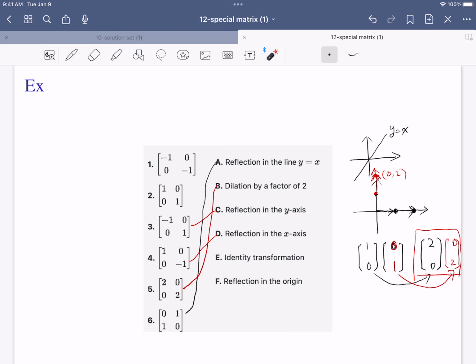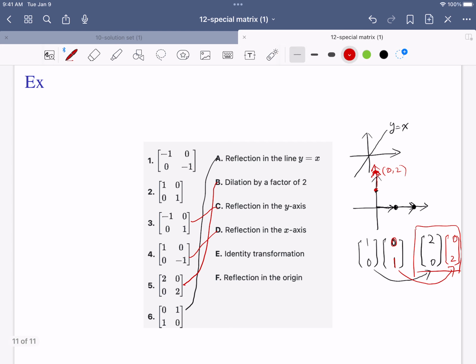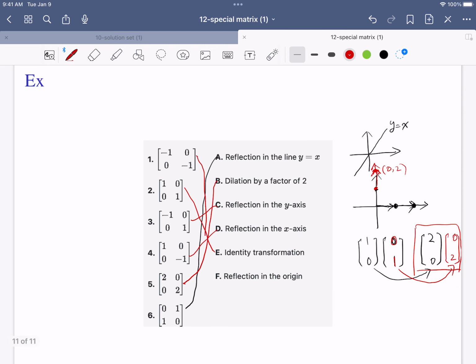And identity transformation. In other words, after the transformation, there's no change in the picture. Then this means you need to multiply by the identity matrix. The last one, reflection in the origin. Of course, the only matrix left here is this, so you have to have this. But you need to know why reflection in the origin is -1, 0, 0, -1.